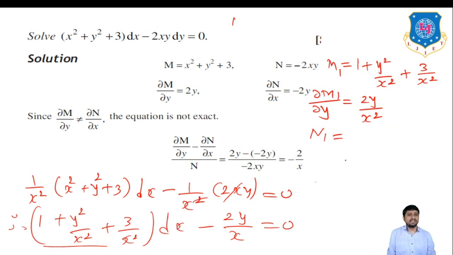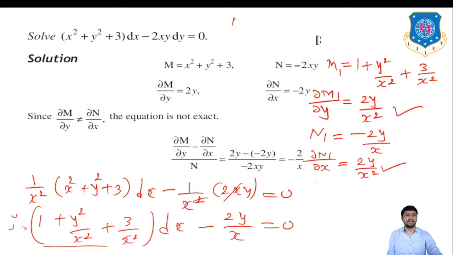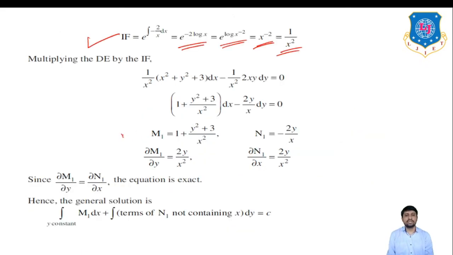So N1 is equal to minus 2y upon x, and when we differentiate with respect to x, because differentiation of 1 upon x is minus 1 upon x square, that is 2y upon x square. So both are the same, 2y upon x square. Clear? So here you can see that now your differential equation is exact, del M1 by del y and del N1 by del x are both the same, hence the general solution is integration of M dx.